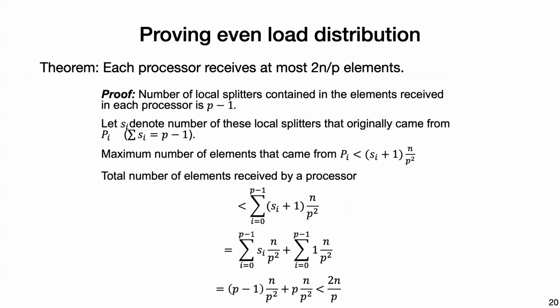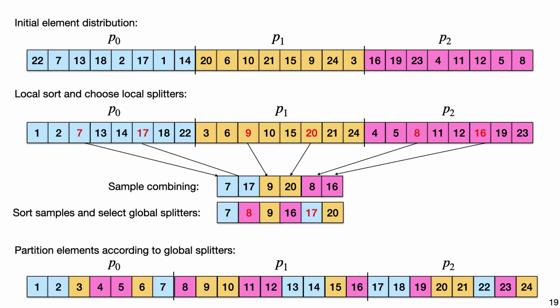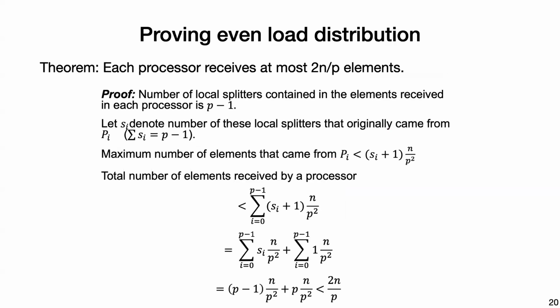So the last step in this is that you want to show that the load distribution is something close to even. And the whole reasoning for doing this oversampling is that we wanted to get rid of the worst case imbalance where you choose the pivots and maybe almost all the data goes onto one processor. And so we want to show in this theorem that each processor gets at most 2n over p elements, something like theta n over p.